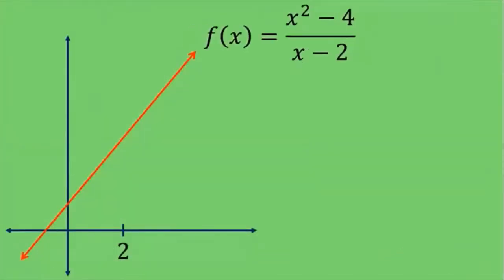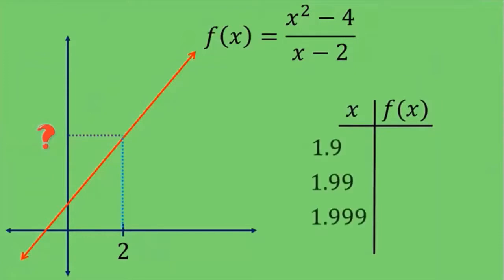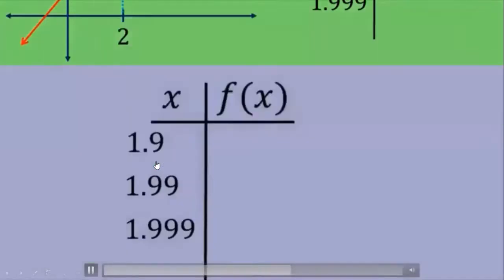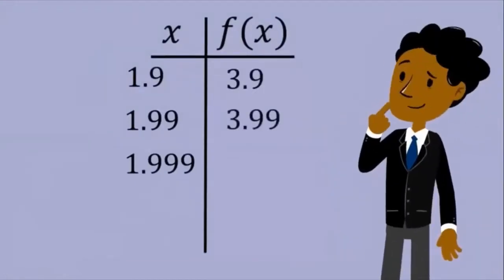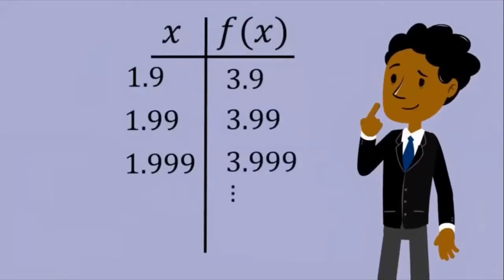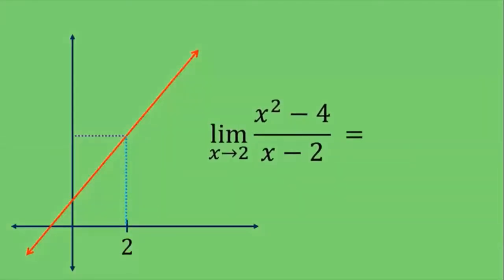Let's see how this works with yet another function. Let's go ahead and use x squared minus 4 all divided by x minus 2. Like before, we are interested in what value the function approaches as we use x values close to 2. Let's go ahead and choose something like 1.999. When we use these, we get values of 3.9, 3.99, and 3.999. From these, it appears that the function is approaching 4. So again, we say that the limit of the function as x approaches 2 is 4.